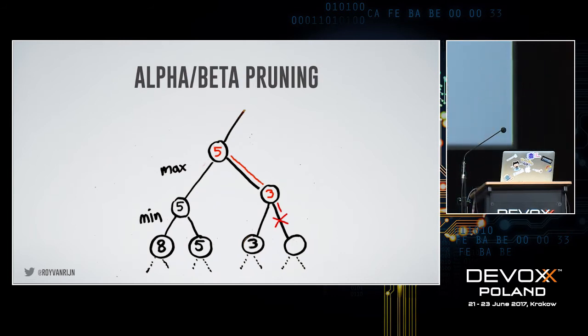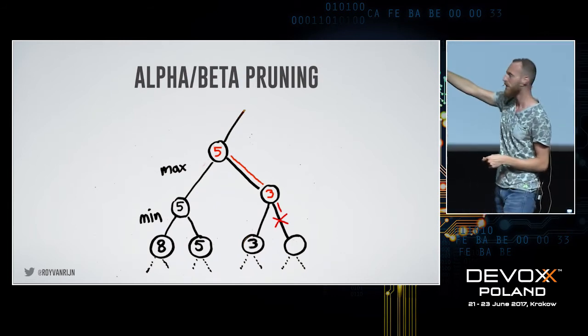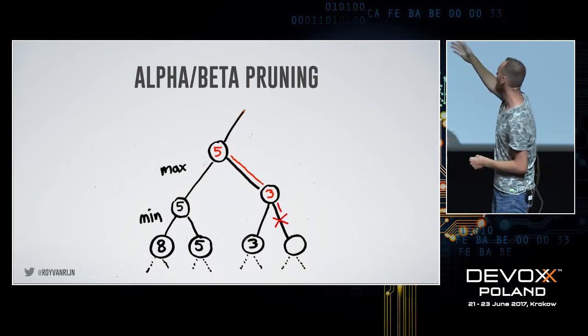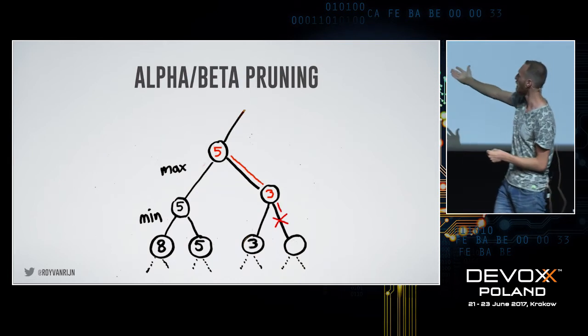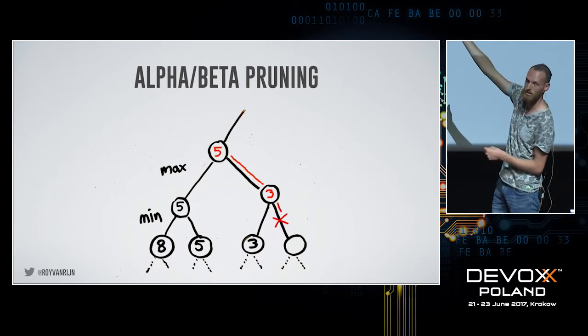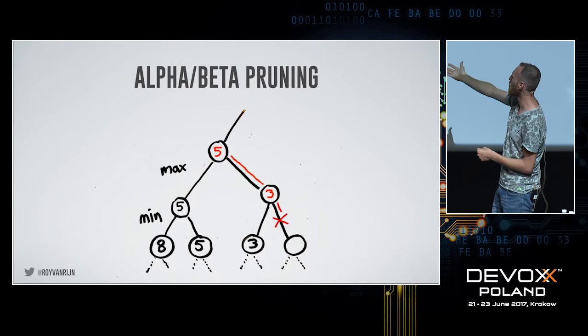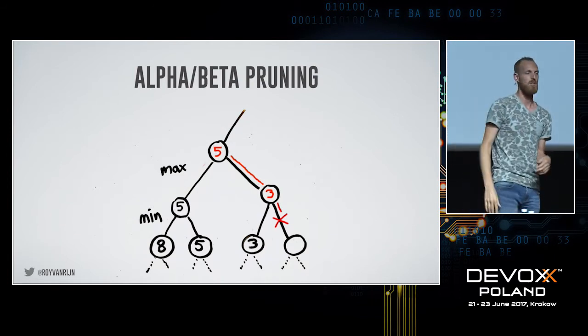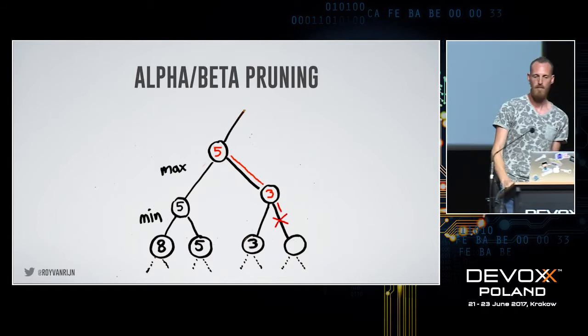And it also works the other way around. So here we've switched the values. The min and the max have switched. So in this case, we're maximizing. We found a 5, and there's a 3 there. Doesn't matter what happens here. If it's a 1, that becomes a 1, but that's still a 5. If it becomes 20, that's still a 3, and that's still a 5. Nothing happens. We can stop evaluating.